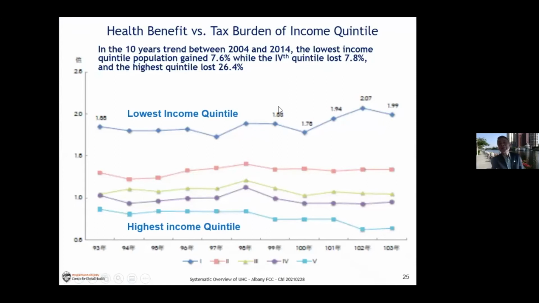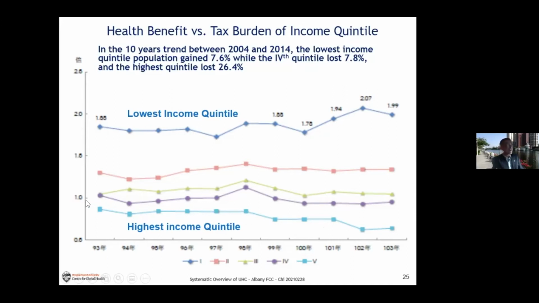And my colleague in Taiwan also did the analysis of equity in financial burden. So they looked into 5 income quintiles and measured their tax burden. The bottom one is the top 20% income group. The top one is the bottom 20% income group. My colleagues measured based on the benefit you receive, converted into monetary value, and divided by the tax contribution you contribute. The result is that the lowest income group benefits most. They receive the most compared with the highest.